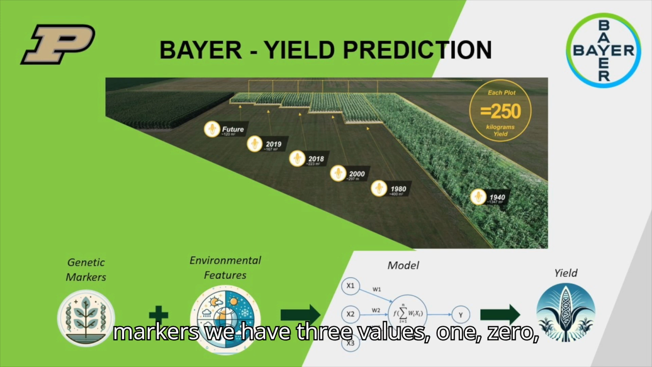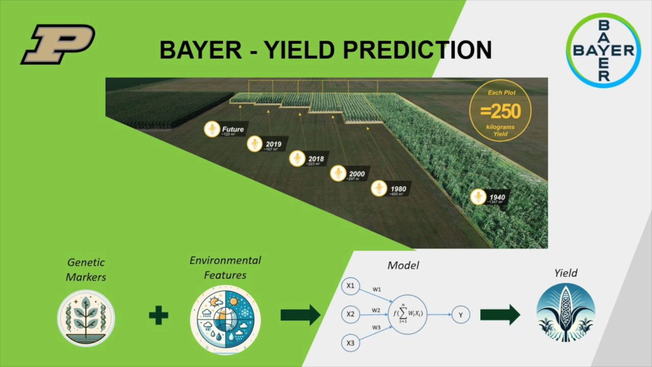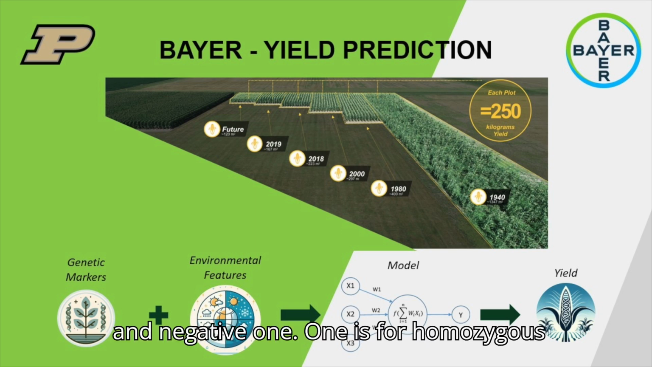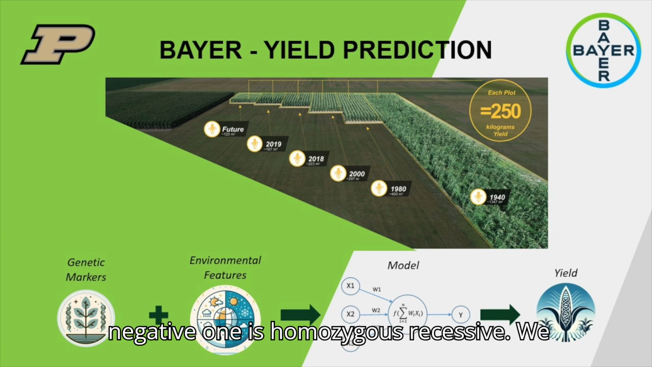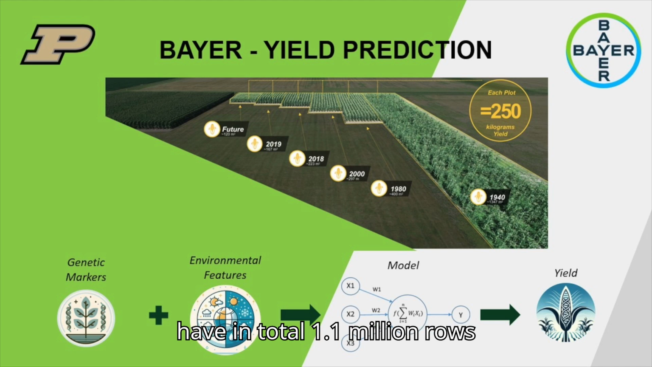For genotypic markers, we have three values: 1, 0, and -1. 1 is for homozygous dominant, 0 is heterozygous, and -1 is homozygous recessive. We have in total 1.1 million rows, and we have years from 2000 to 2008.